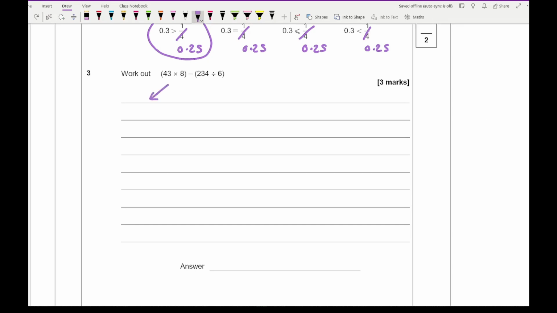So what we need to do is separately work these amounts out. Now, there are several ways of multiplying, and as long as you get it correct, they're not really going to be bothered about which method you choose. So here I'm just going to go for the column method. So I've got 8 times 3, which is 24.